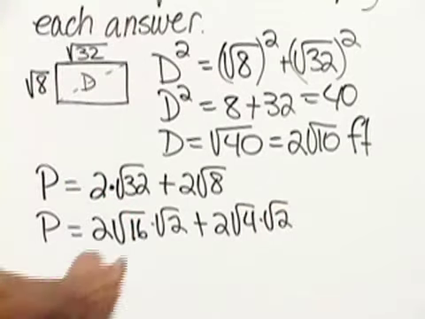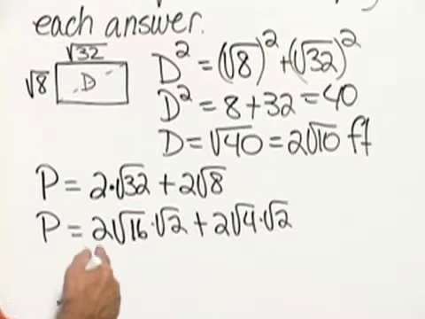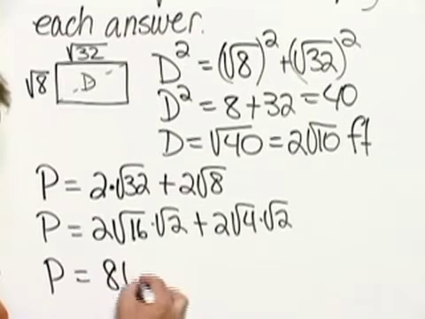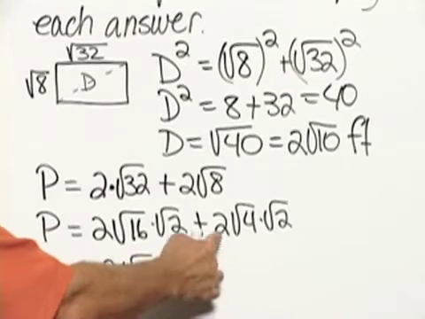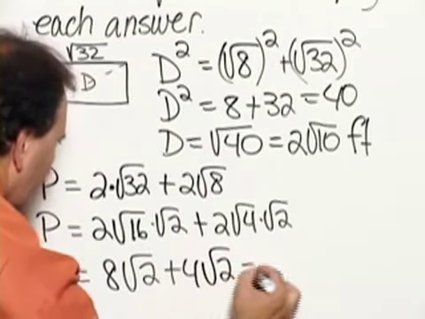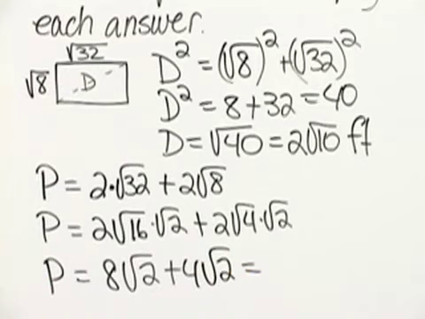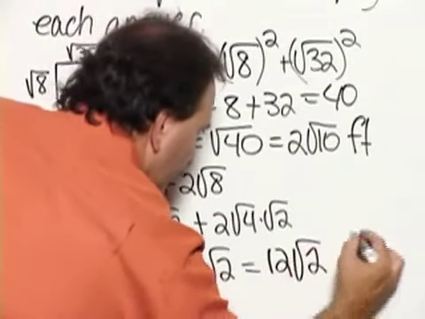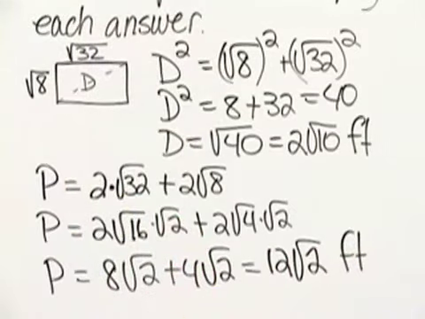So now the square root of 16 is 4, and 2 times 4 is 8. So the perimeter becomes 8 square roots of 2 plus the square root of 4 is 2. 2 times 2 is 4, so that's 4 square roots of 2. Simplifying it by adding together the coefficients of the square root of 2, we get 12 square roots of 2, and again, that unit is feet.